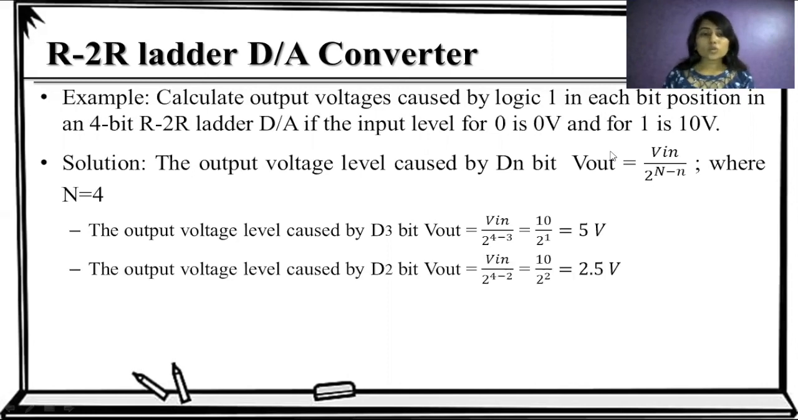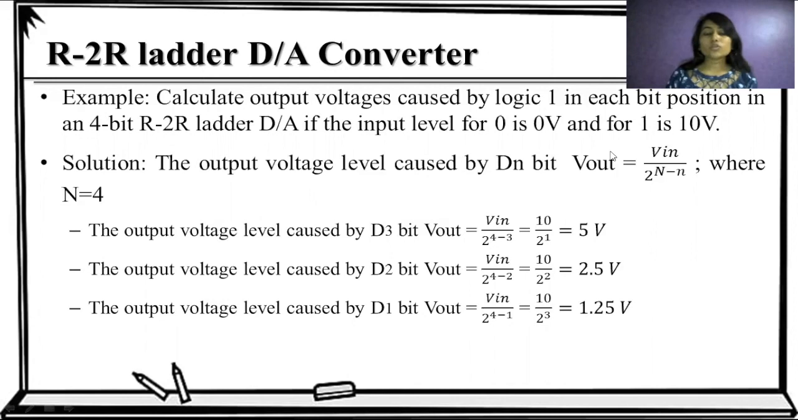Then the output voltage level caused by D2. So we have Vout equals Vin divided by 2 raised to 4 minus 2. 4 minus 2 means 2. So we have the equation 10 divided by 2 raised to 2, that means 10 divided by 4. So we have the answer 2.5 volt. So whenever D2 is equal to 1, we have an output voltage of 2.5 volt.